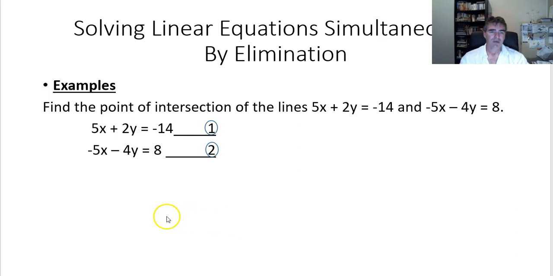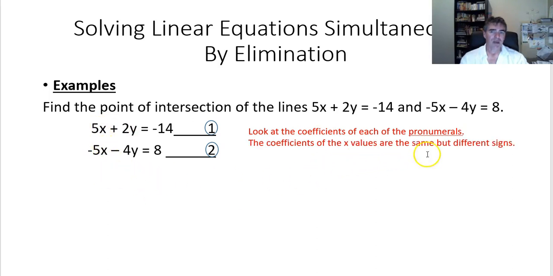So let's look at our coefficients. The coefficients of our x values are 5 and negative 5. Our coefficients of our y values are 2 and negative 4. They're not the same. The x value ones are the same. So we've looked at the coefficients. Our x values are the same, but you'll notice they're different signs. So positive 5 and negative 5.